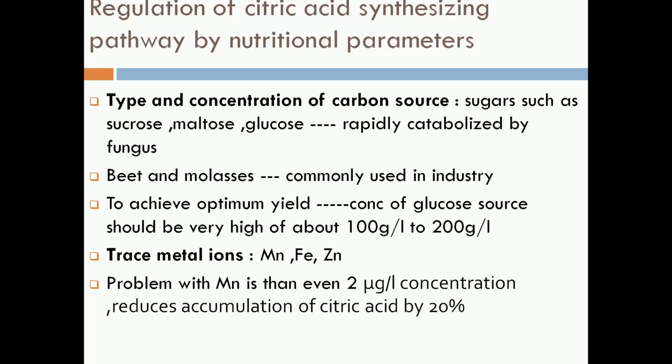So that once you give a proper sugar source, the optimum yield can be achieved within the system. Trace elements, as I told you, manganese, iron and zinc, are problematic. Even a very small concentration of 2 microgram per liter will reduce the accumulation of citric acid by 20%. So you have to be very, very careful. It should not have any metals like these, which can have an impact on the production of citric acid.